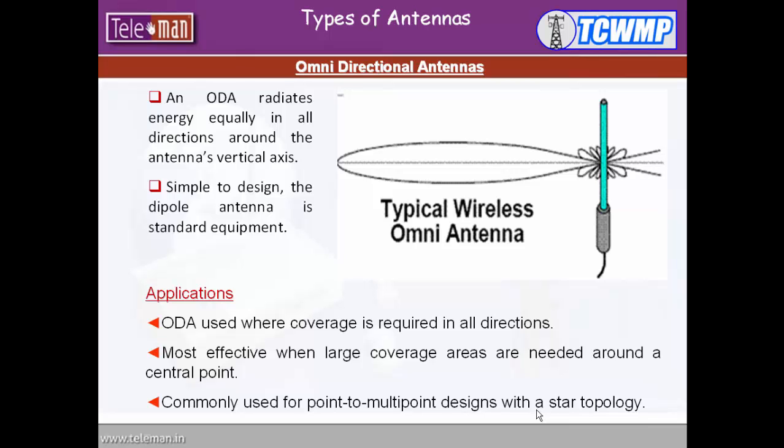Now we'll discuss applications of omnidirectional antennas. These types of antennas are used where coverage is required in all directions. They are most effective when large coverage areas are needed around a central point. Commonly used for point to multi-point designs with a star topology.